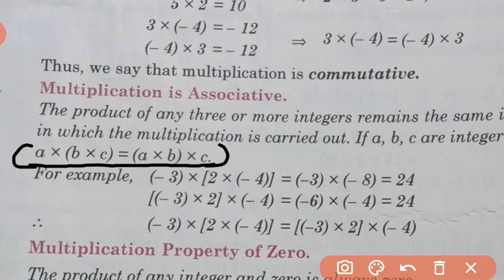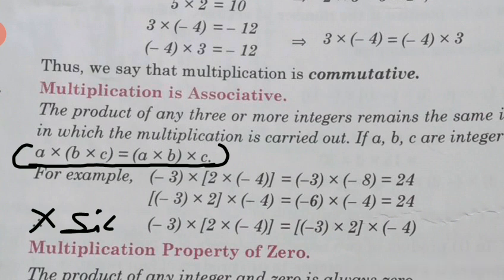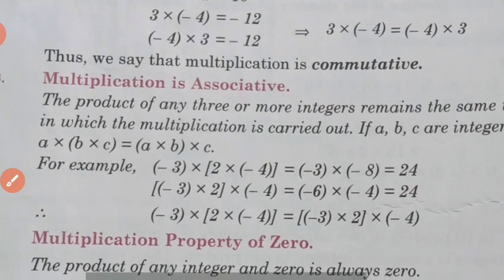This one also we have seen for addition, in which a plus bracket b plus c is equal to bracket a plus b plus c. Only you have to change the sign here. So let us understand this property by example. So minus 3 into bracket 2 into minus 4.